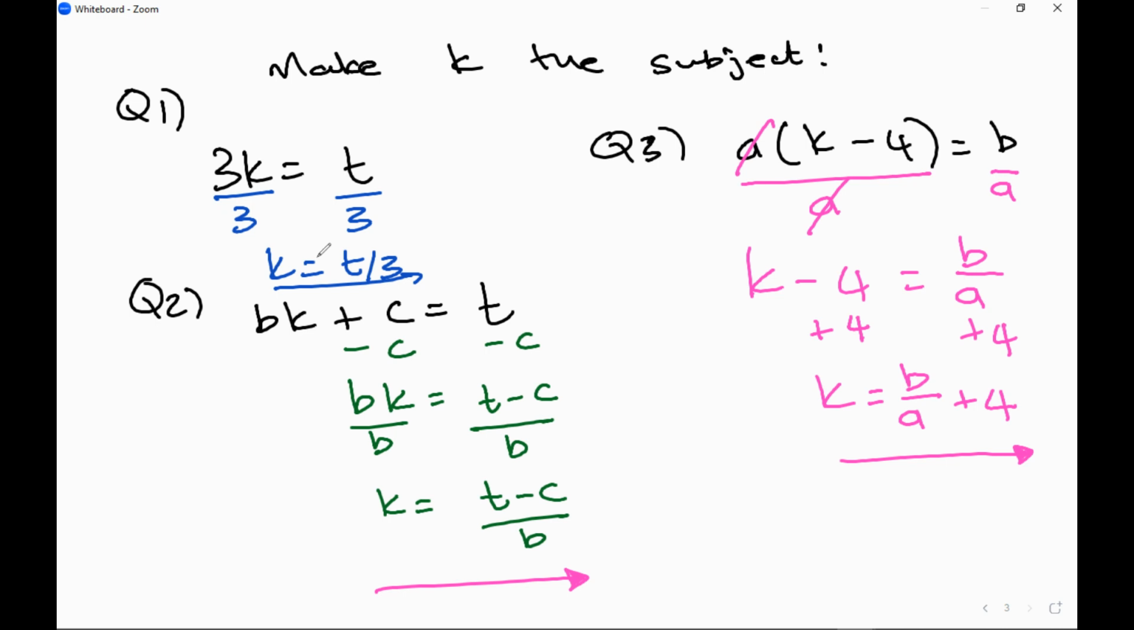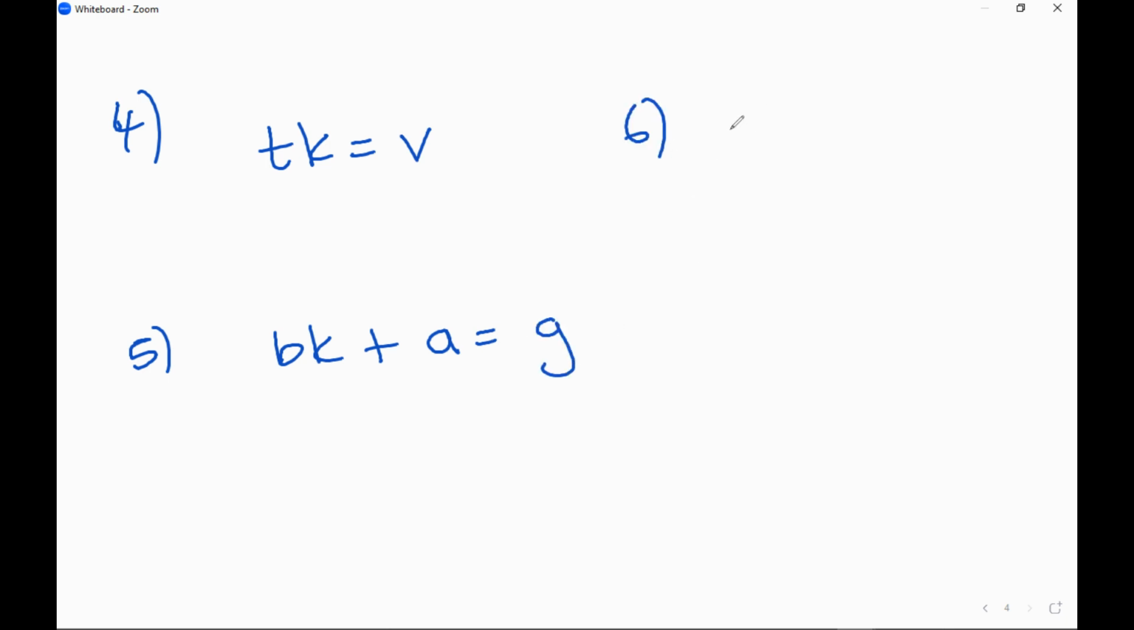t minus c over b, and then t over 3. Try the next one. Okay, cool.